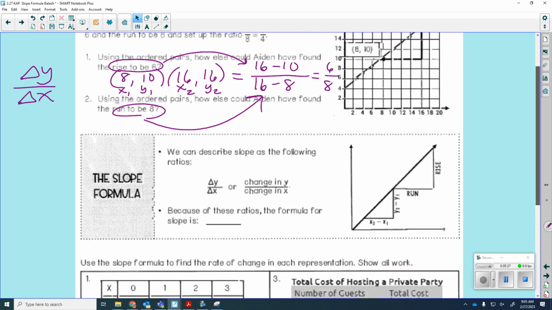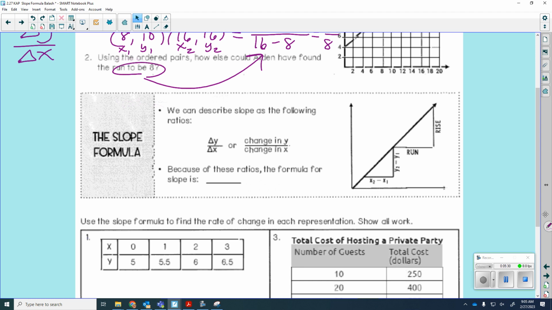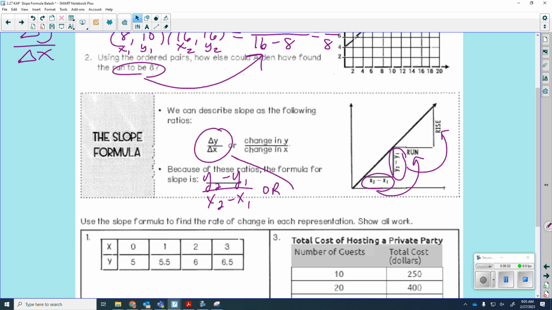Okay, so down here, when they talk about the slope formula, change in y over change in x, this is what we already do. Here's our rise, here's our run. Notice the rise, y2 minus y1, coming off of the chart. x2 minus x1, coming off of the chart. And so, because of these ratios, the formula for the slope would be y2 minus y1 over x2 minus x1, or this is what I would say. Which one's easier to write? Yeah, change in y over change in x, right?